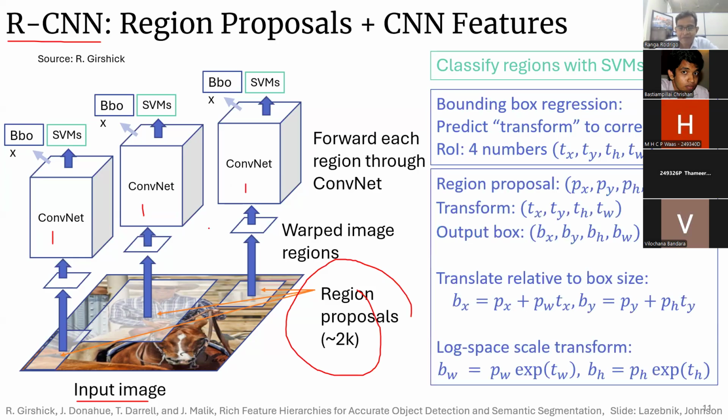So region proposals. For the region proposals, we have, for example, px, py, ph, and pw, the xy location, and the height and the width. Then there's some kind of transformation. Output box bx, by, bh, bw. So bx is px plus pw times tx, by is similar, like that. They use log space scale transforms and all these manipulations to be able to properly regress these bounding boxes.